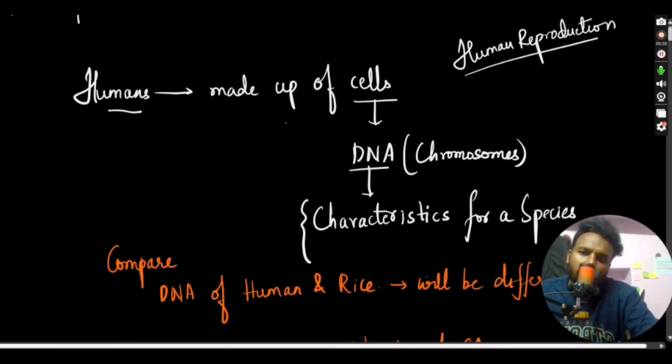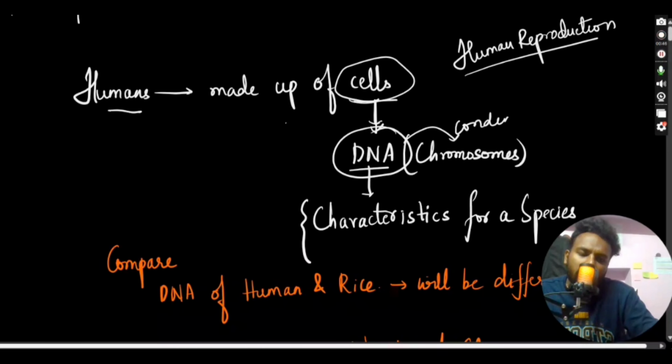So humans, we know, are made up of cells. In those cells we will have DNA. DNA will be condensed into chromatin, then chromatin will be condensed into chromosomes. So chromosomes will look like this. This shape is called the telomere shape.